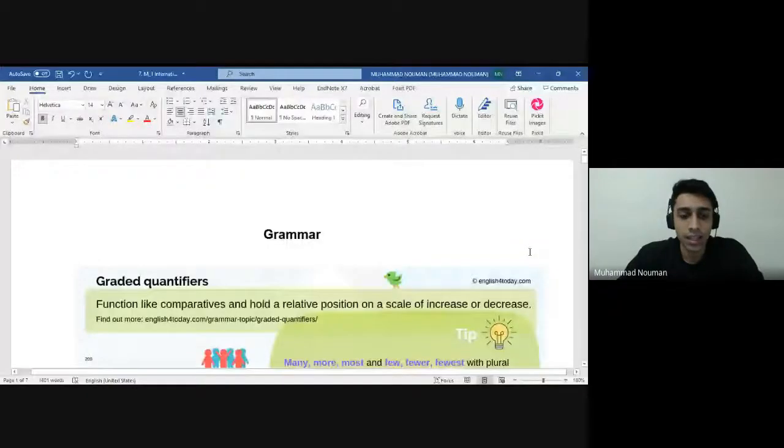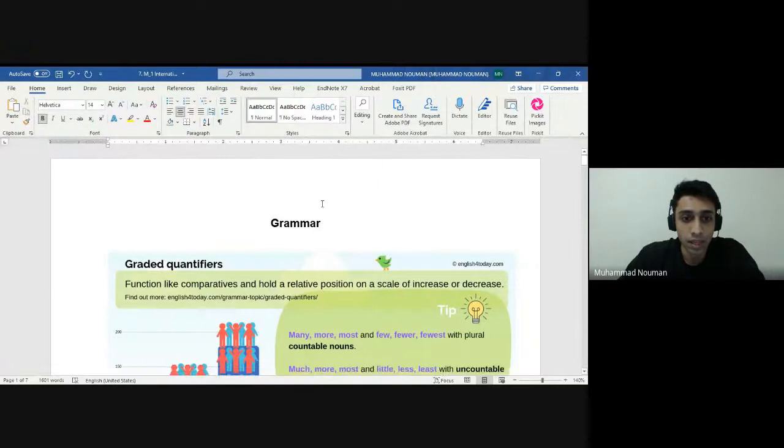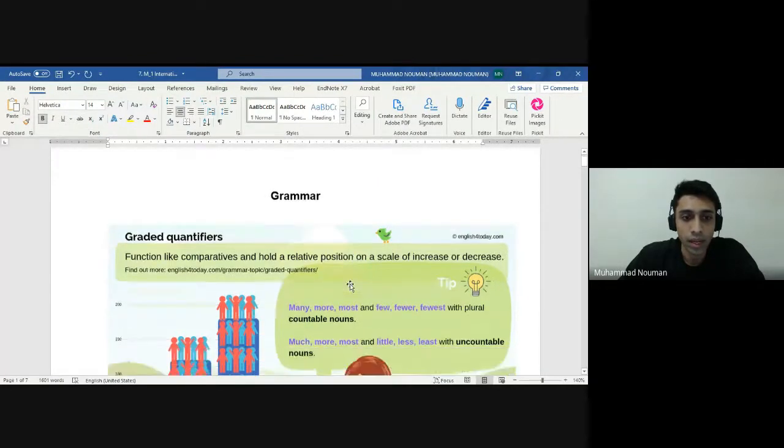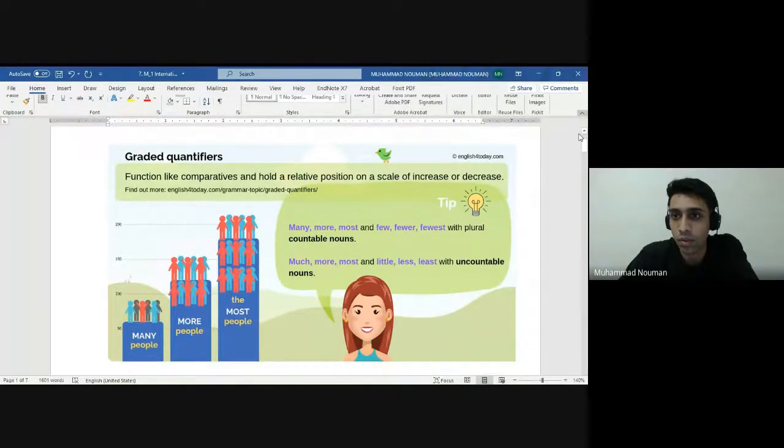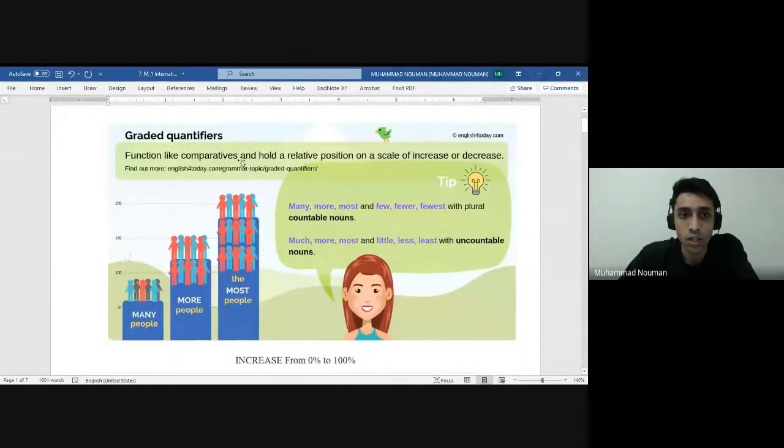Okay, let me share my slides. Today we will have one presenter also. Okay, let's talk a little bit about grammar. We have quantifiers. Today we will talk a little bit about quantifiers. They function like comparatives and hold a relative position on a scale of increase or decrease.